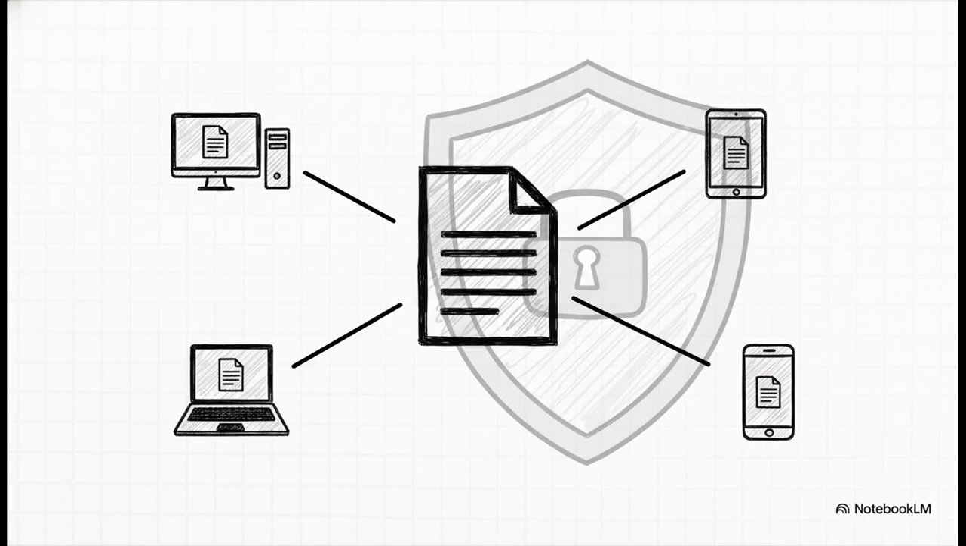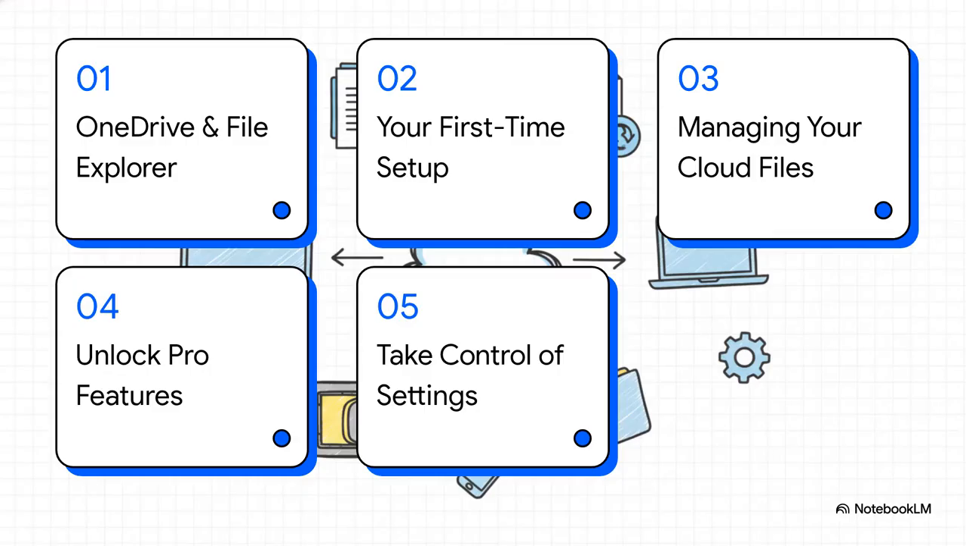The goal here is simple. Let's put your files everywhere you need them, all at once, and most importantly, do it securely. So here's our game plan. First, we'll see how OneDrive is already hanging out in your File Explorer. Then, we'll walk through the first-time setup, get into managing your cloud files, unlock some really cool pro-level features, and then finally, you'll take complete control of the settings.